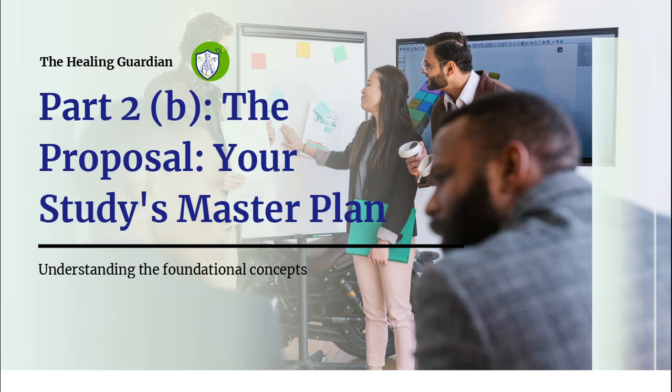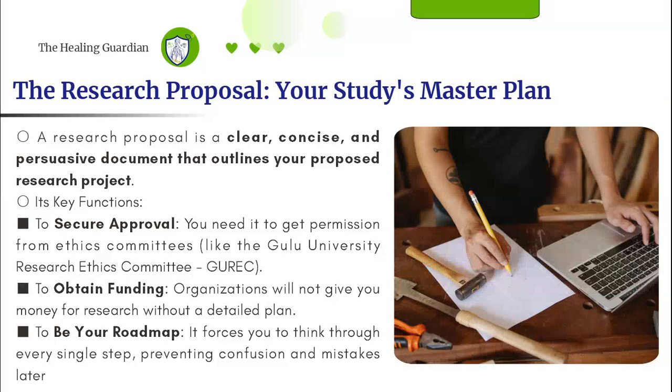Number two, you have made a research question, you have looked through the ethical considerations. Then, before any research begins, you have to make a research proposal. And a research proposal is your study's master plan. How to make a research proposal. A research proposal is a clear, concise, and persuasive document that outlines your proposed research project, meaning you still have it in plans. It has to be clear, concise, and persuasive.